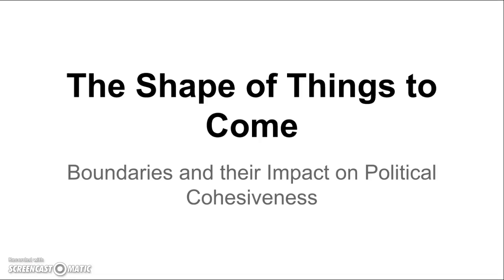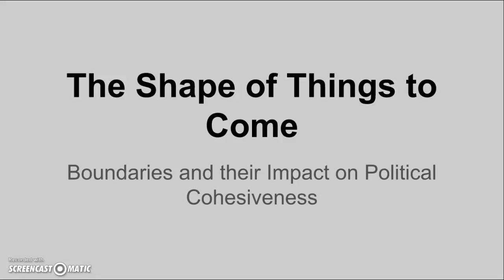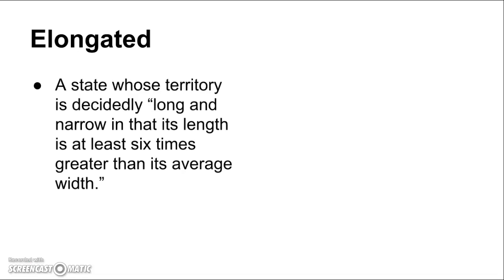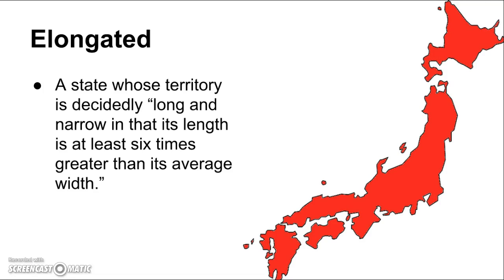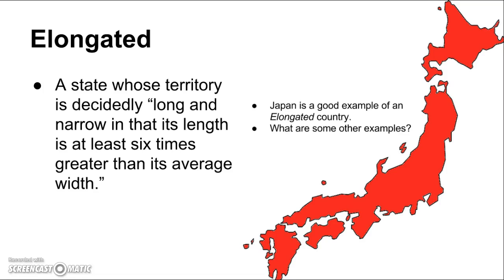There are four major categorizations of a nation's shape. The first is elongated, my bad. So an elongated state is a state whose territory is decidedly long and narrow in that its length is at least 6 times greater than its average width. So, as you can see in this picture, Japan is a good example of an elongated country.